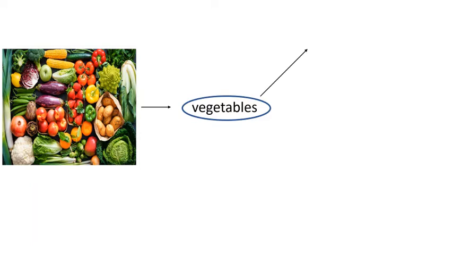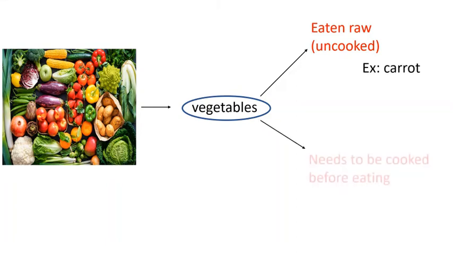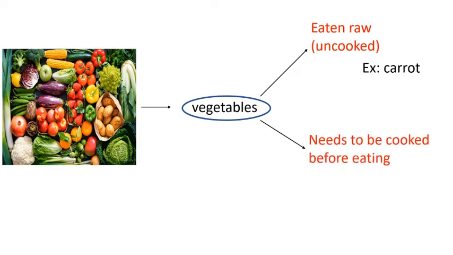And there are different varieties of vegetables. And vegetables will not have seeds inside them. And some vegetables can be eaten raw, uncooked. For example, carrot. And some vegetables should be cooked before eating. Example, brinjal.